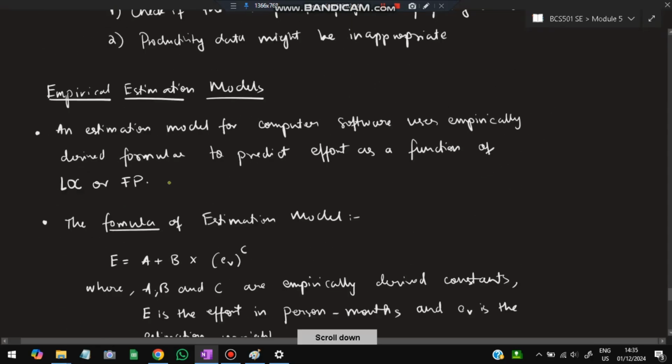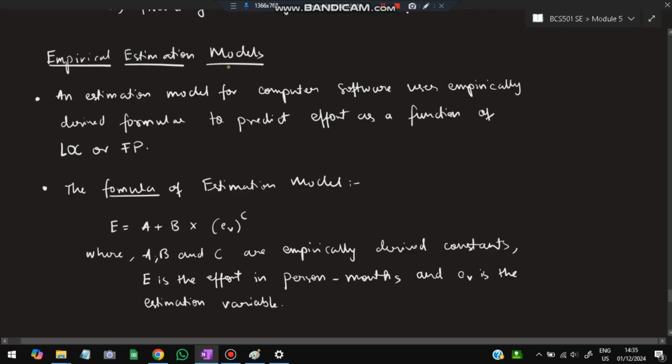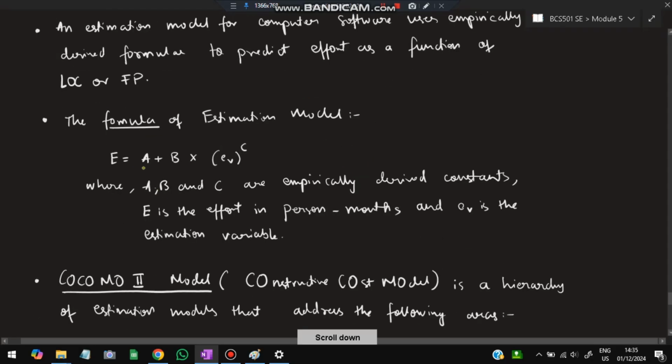Okay, moving on to the last topic, which is empirical estimation models. Now we will discuss some models or formulas which can be used to estimate the cost and effort. The estimation model for computer software uses empirically derived formulas to predict effort as a function of LOC or FP. The first one is the formula estimation model. Here we use E = A + B × (EV)^C. A, B and C are the empirically derived constants. E is the effort in person months and EV is the estimation variable. Plugging in these values for this particular project, we'll be able to calculate how many person months are required for making that project.